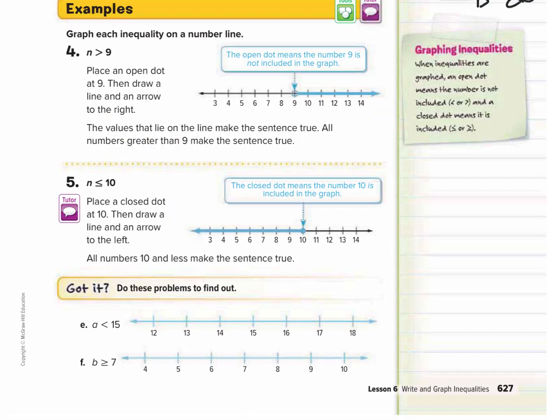So when we graph inequalities, whenever we have the less than symbol or the greater than symbol, we put an open dot at the number to show that it can't be that exact number, but it could be the next decimal right after that number. So we use an open dot, and then we're going to shade left if it's less than, right if it's greater than.